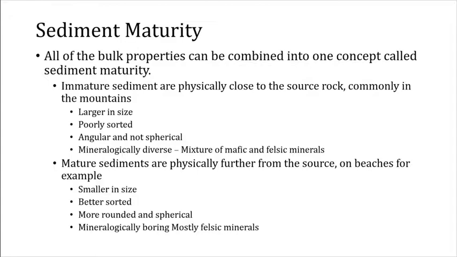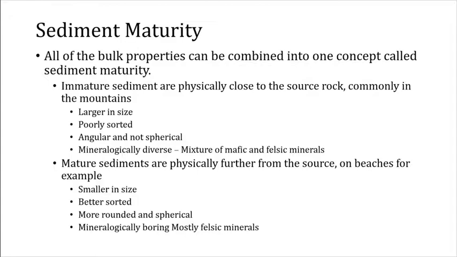Okay, so we're talking about sediment maturity, which is just a qualitative measurement of how long a sediment has been in the system. And immature sediments have not been in the system very long. They are physically very close to that source rock, the rock that the sediment originally broke off of. We call those sediments immature. They tend to be larger in size, poorly sorted, angular, and not spherical. And there tends to be a lot of minerals in them. You'll have a mixture of mafic and felsic minerals in them, right?